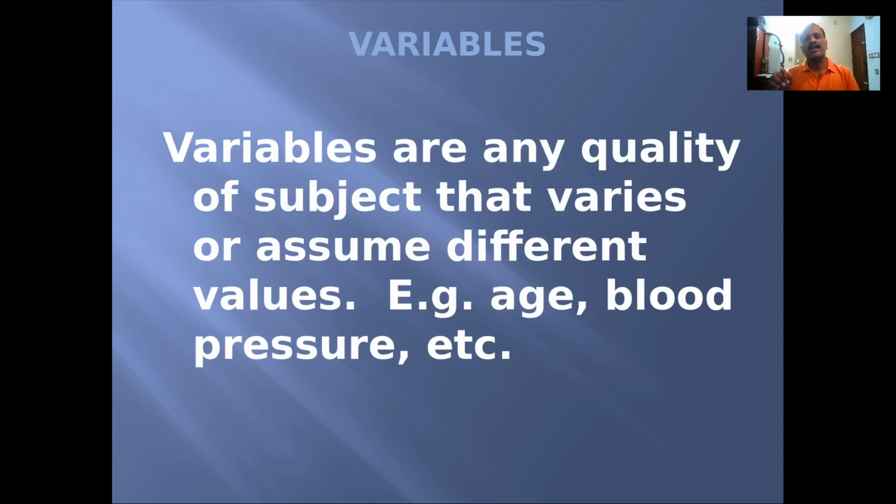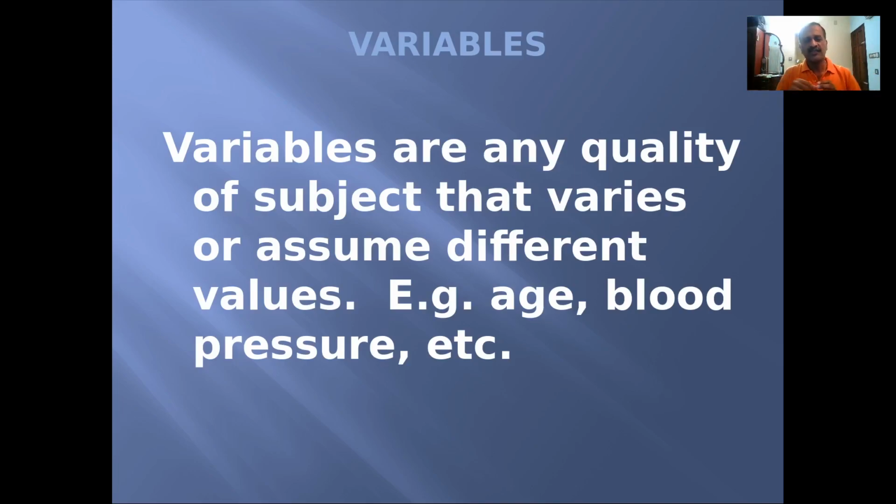Take, for example, age. In your class, if you are taking third year BSc nursing students and I ask one student what is your age, you may say maybe 19 years. The second person also says 19 years. The third person also says 19 years. Only very few persons say maybe 20 or 21. But the majority of them say 19 years.